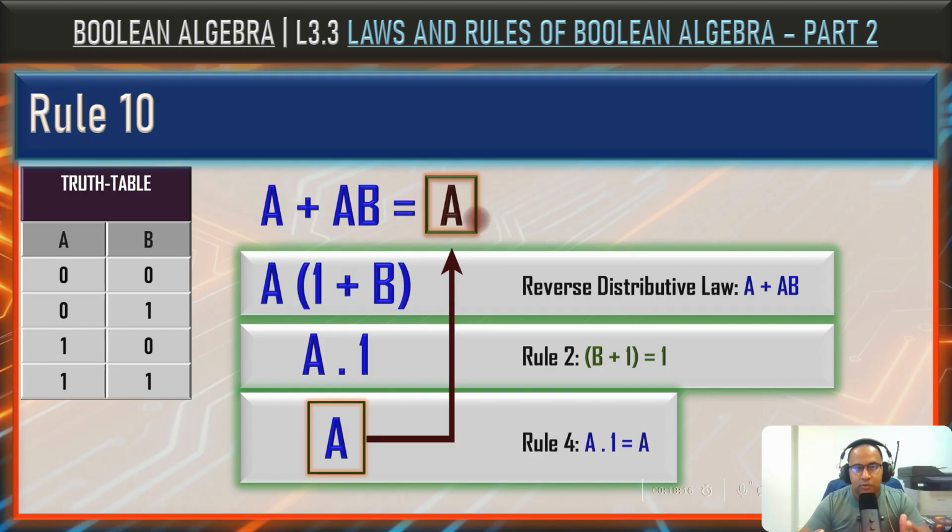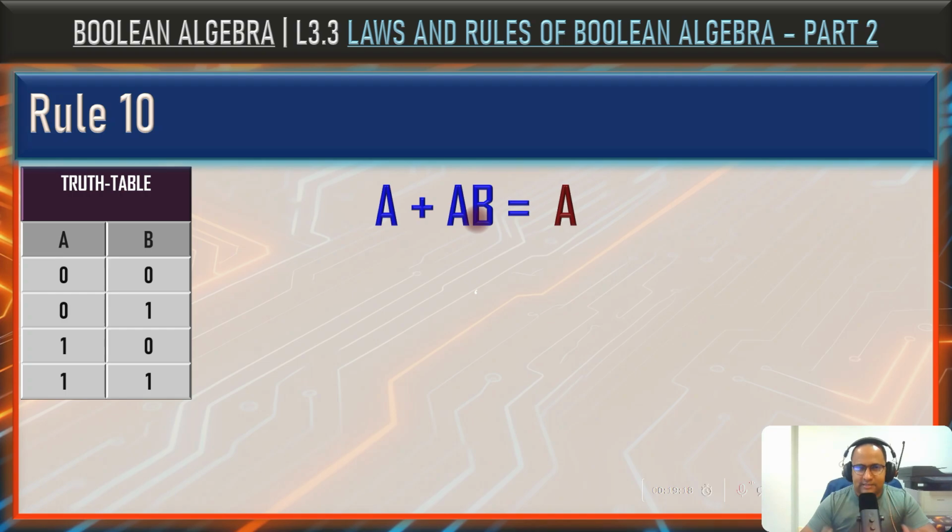So far, we proved the Rule 10 by applying only the laws and rules of Boolean algebra. Now, let's take this one step further and assign logical values to the variables so we can confirm this equivalence numerically as well. Now, let's assign specific logical values to the variables. Let's start with a equals 0 and b equals 0.